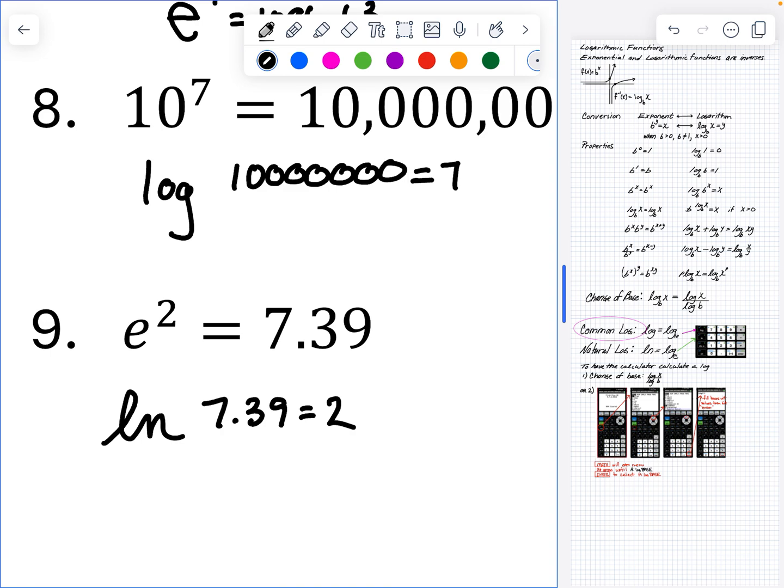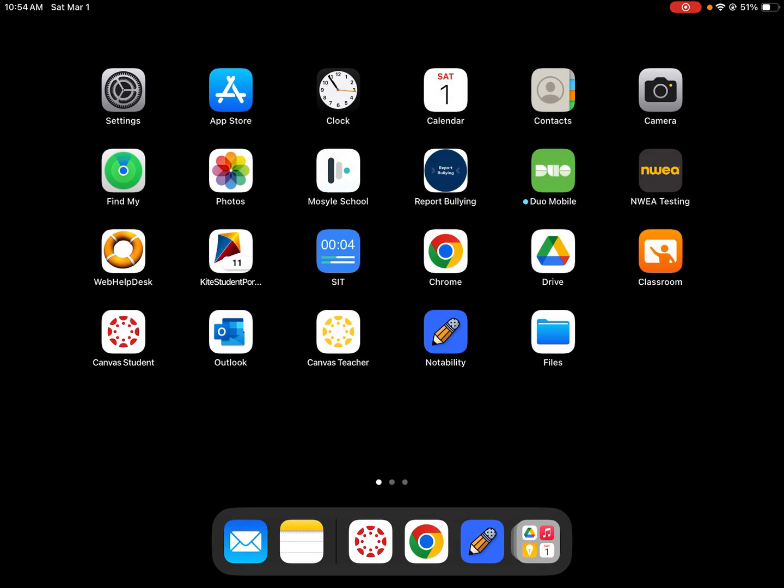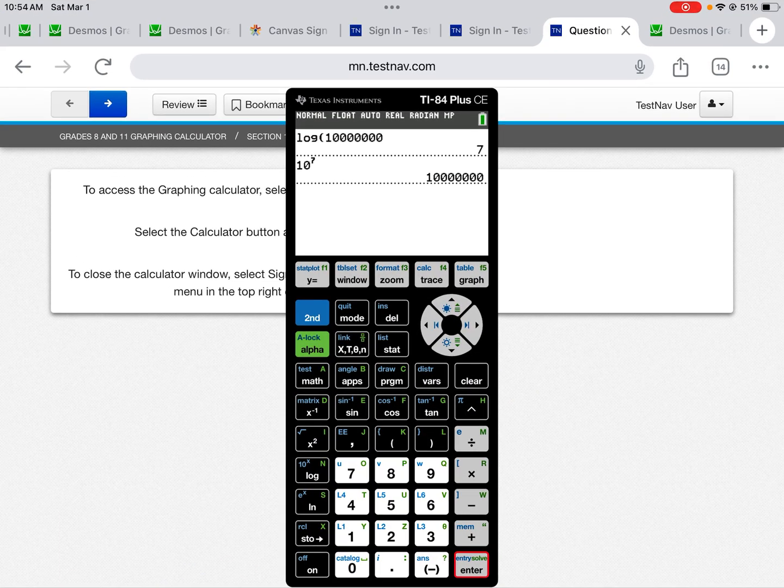And if you want to check that, you could check your calculator and ask for e^2 and hit enter. And if you want to check that you're right, you could go natural log of 7.389056099 and hit enter and get 2.